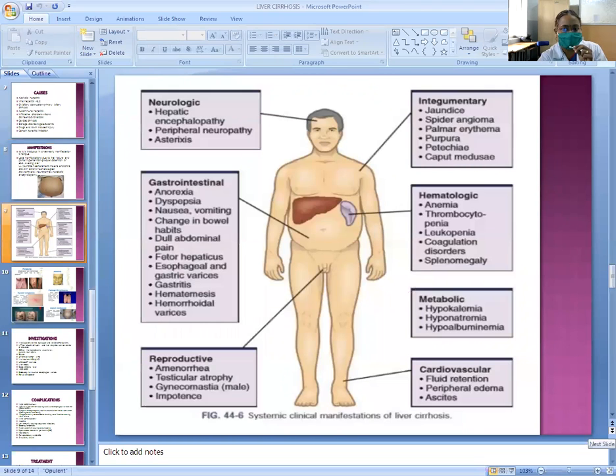These are the various manifestations in liver cirrhosis: neurological manifestations, gastrointestinal manifestations, and reproductive manifestations, which are mainly because of increased estrogen level in the body because estrogen cannot be metabolized by the failing liver. Cardiovascular, there is circulatory collapse, patient in shock; metabolic, hematological, and integumentary.